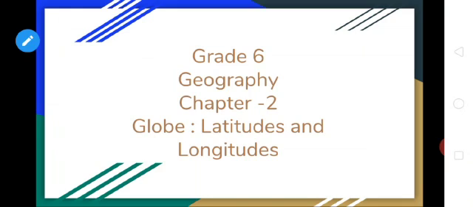We are going to learn about the globe, latitudes and longitudes, the second chapter in your geography book. What is meant by latitudes and longitudes? They are imaginary lines drawn on the earth's surface to locate a particular place. It helps to locate a place on the earth. In this chapter we are going to learn about the globe.